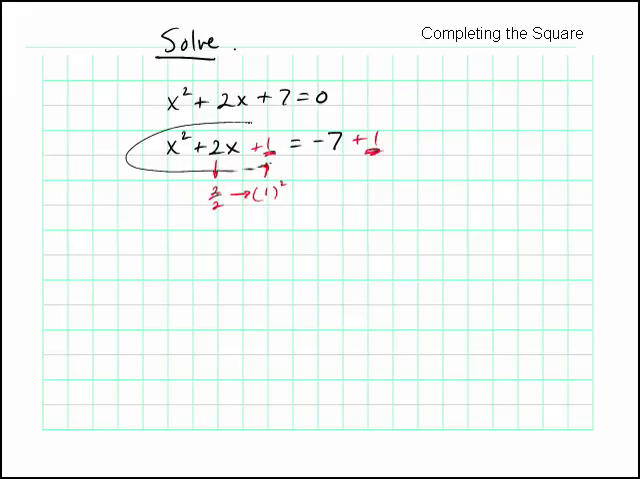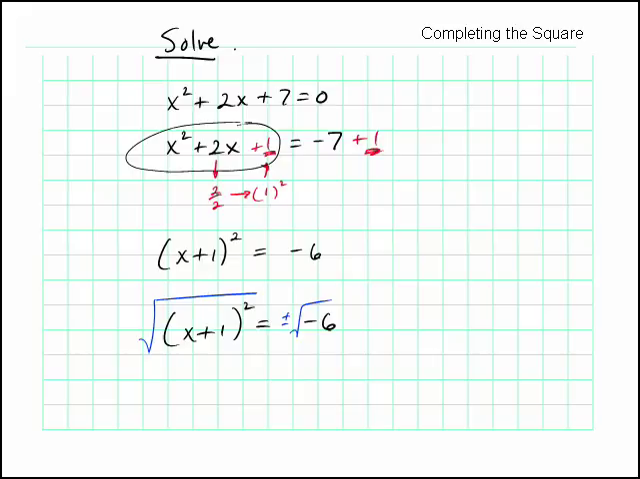The left side factors to the perfect square, x plus 1 times x plus 1, x plus 1 squared. And that equals negative 6. I've completed the square. I can now take the square root of both sides to solve the equation. The left side simplifies to x plus 1. And the right side, the square root of negative 6, is the imaginary number i square root 6.